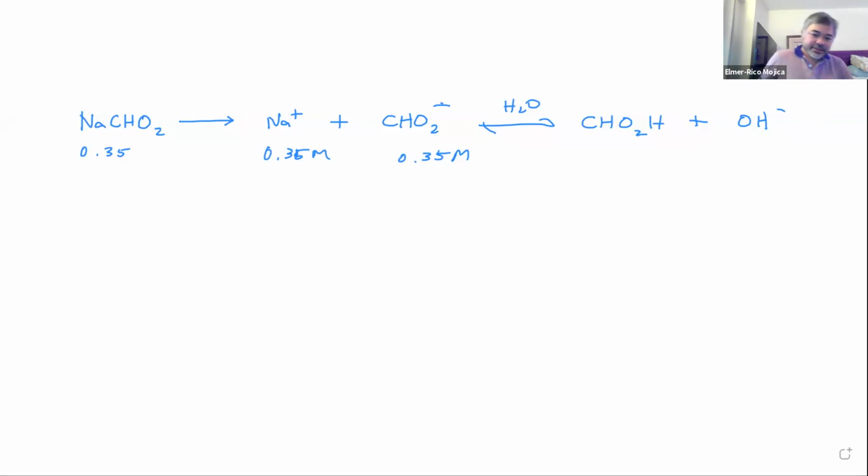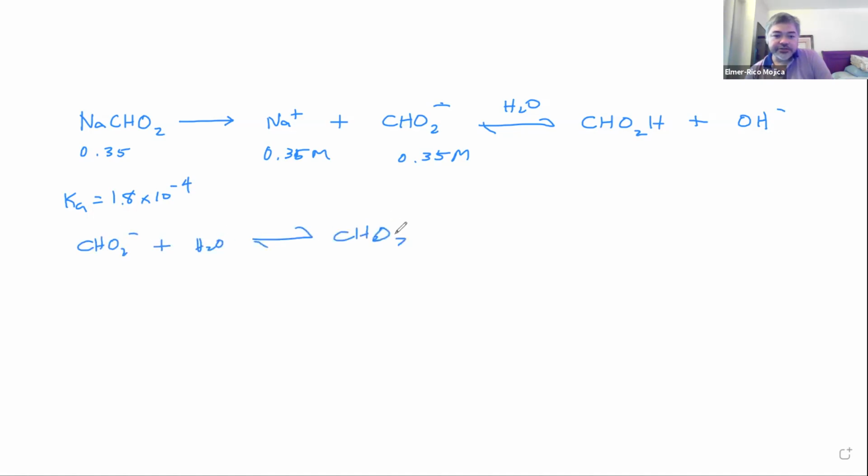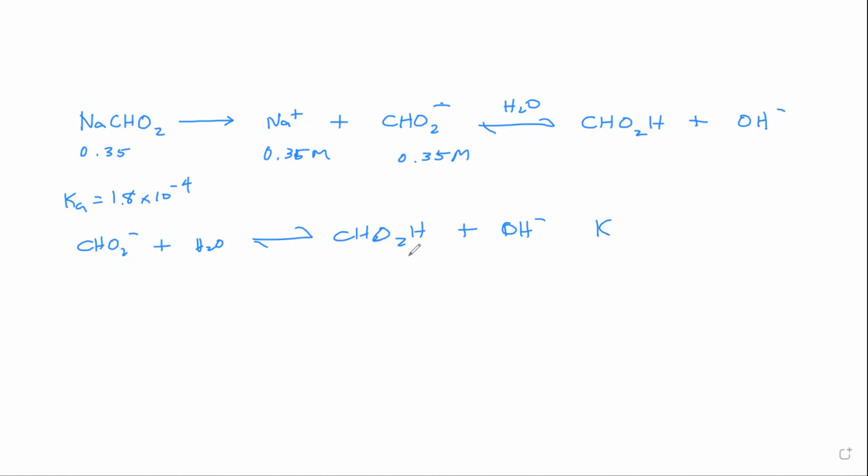And you're given there the Ka of the formic acid, which is 1.8 times 10 to the negative 4. Now, what do you get from this reaction? If you're going to write this reaction, CHO2 minus plus water giving you CHO2H plus OH minus. So what do you get here? What K do you get here? Anyone? So then you would have Kb. Converted to Kb. So you have a Kb.